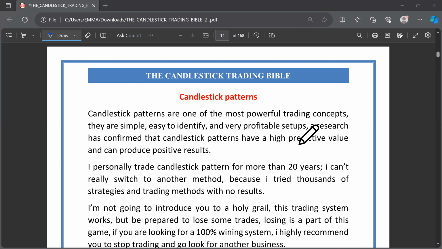Now, I am not going to introduce you to a holy grail. This trading system works, but be prepared to lose some trades. Losing is a part of this game. If you are looking for a 100% winning system, I highly recommend you stop trading and go look for another business. So a holy grail here means that it's not like a bed of roses.